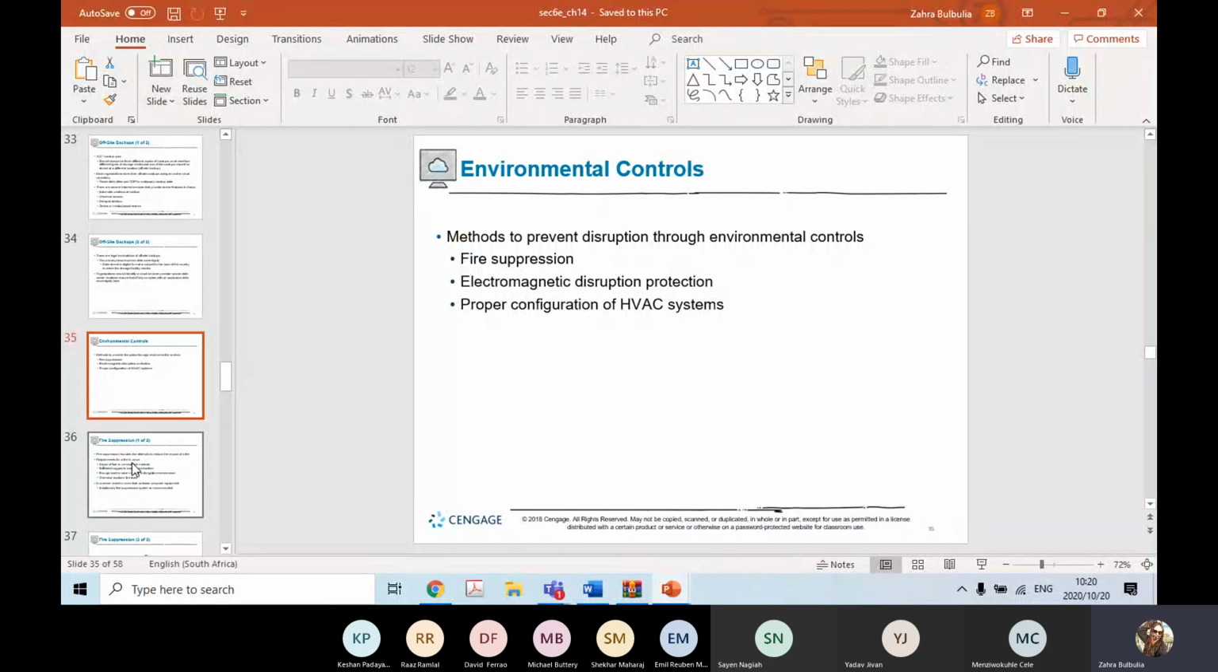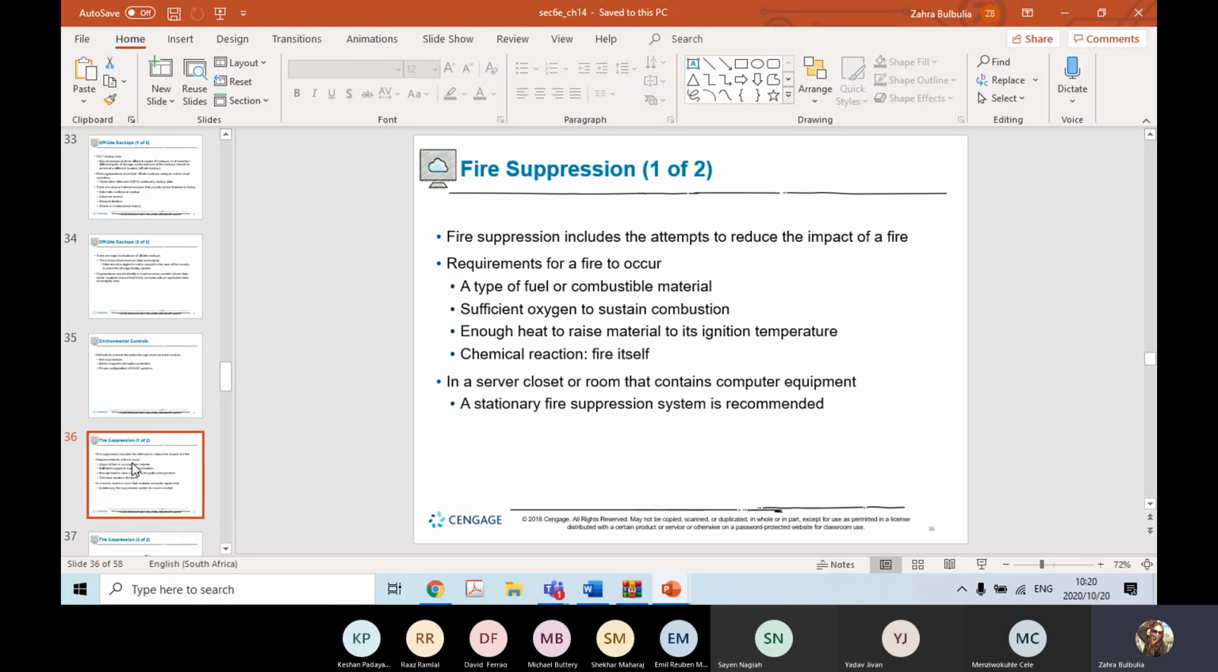We've also got environmental controls because, guys, computers are sensitive things. We have to think about fire suppression, electromagnetic disruption protection, and proper configuration of HVAC systems, as they call them. So fire suppression includes the attempts to reduce the impact of fire. The requirements for fire to occur are combustible material, sufficient oxygen to sustain the combustion, enough heat to raise material to its ignition temperature, and a chemical reaction, which is, of course, the fire itself.